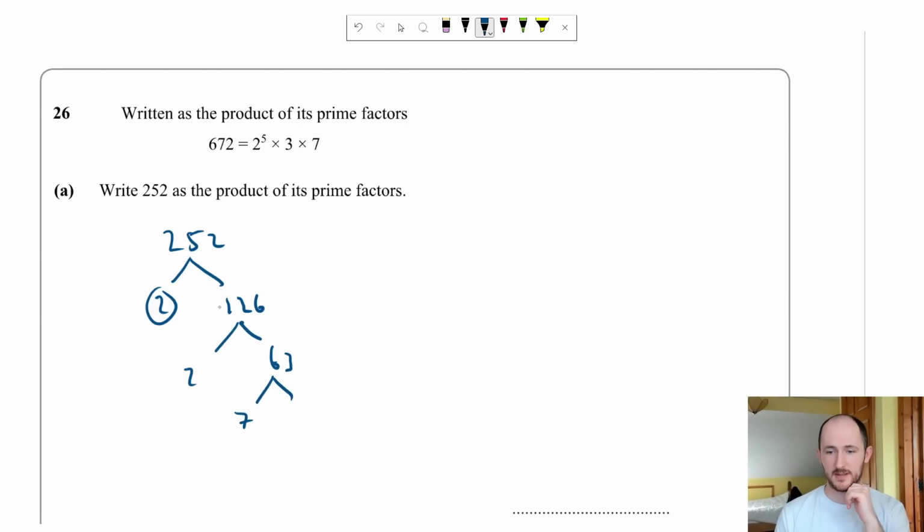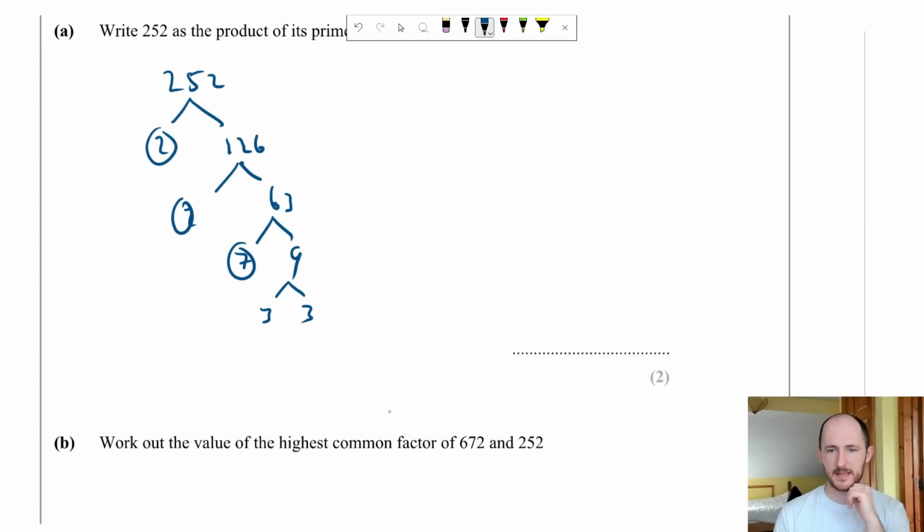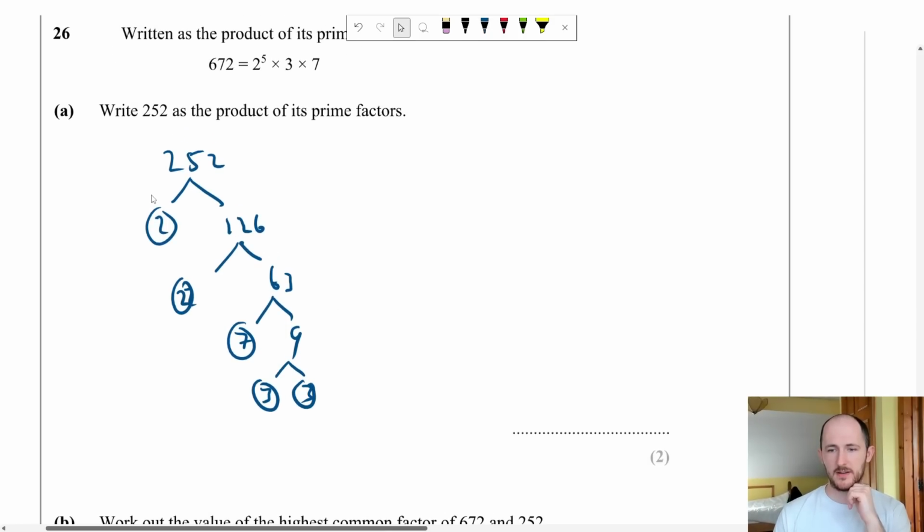When you get to this, you're gonna have to divide by 9 and 7. So 7 and 9. I'm well aware I haven't circled this, and then 3 and 3. That's meant to be a 2. And so that's going to be 2 times 2 times 3 times 3 times 7.